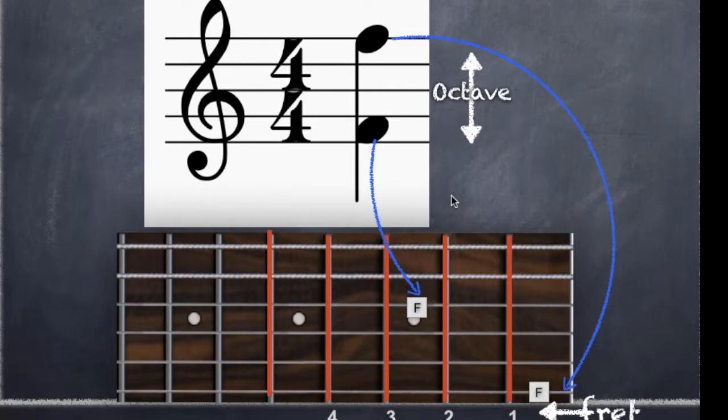You may recall that we have notated 2 Fs on our stave. There's a lower one here and an upper one there. They're the same note but at different pitch. There's the lower one and there's the higher one. And we can see them on the frets here. So F, the lower one is on the 4th string, 3rd fret, and the upper one is on the 1st string, 1st fret.